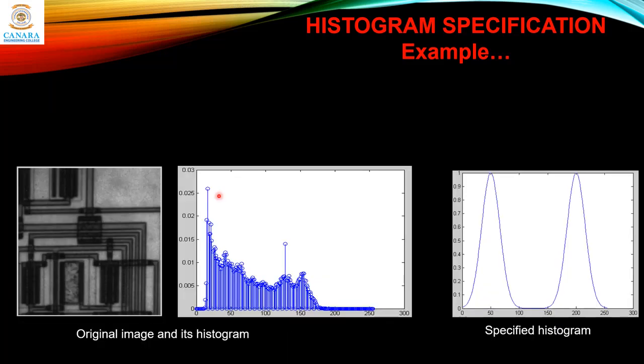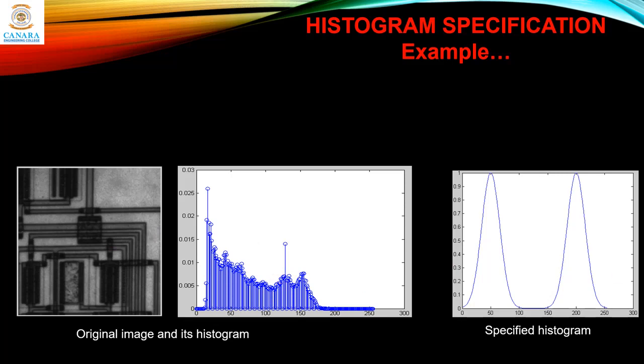So this is how it looks. If you consider the example, this is the original input image and its histogram, and this is the specified histogram. The histogram should have two peaks like this, one located around 50 and another located around 200. So basically we have a dark area and a bright area and a gap in between in the specified histogram. So this is the target for this image, which has an input histogram like this.